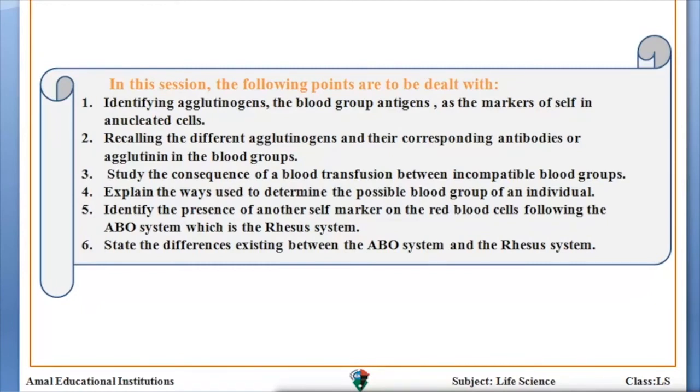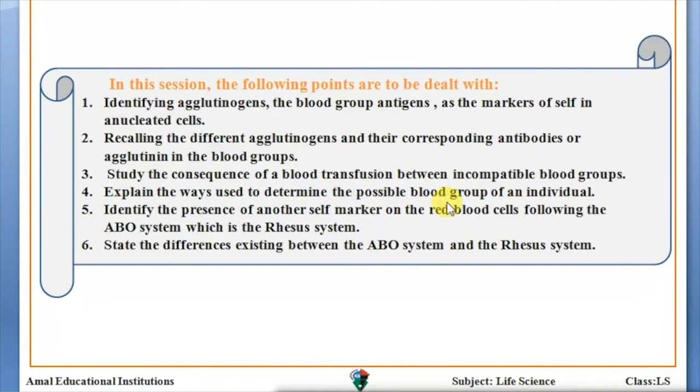We are also going to study the consequence of a blood transfusion between incompatible blood groups. The meaning of incompatible blood groups, that is, blood groups that are not going to get along during a blood transfusion and which would obviously lead to complications. We are also going to learn how the possible blood group of an individual is determined.